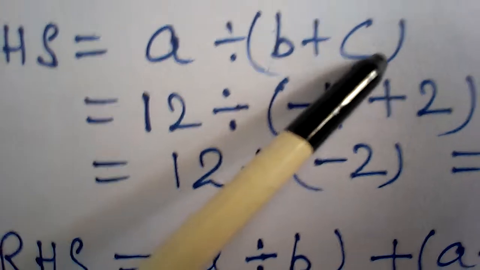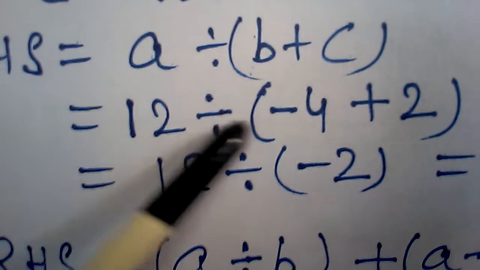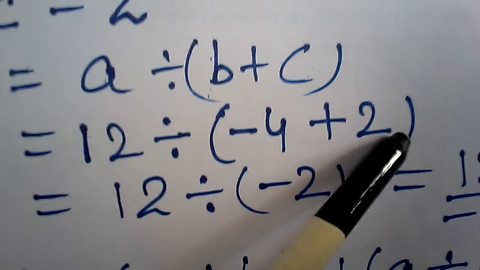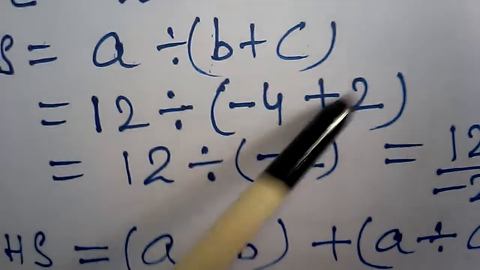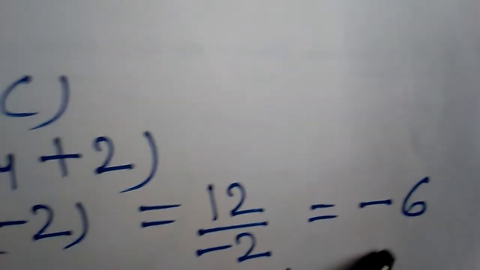A divided by B plus C, value will give 12 divided by minus 4 plus 2. Value of A, B and C we have given is equal to 12 divided by minus 4 plus 2, minus 2. 12 divided by minus 2 is equal to minus 6.